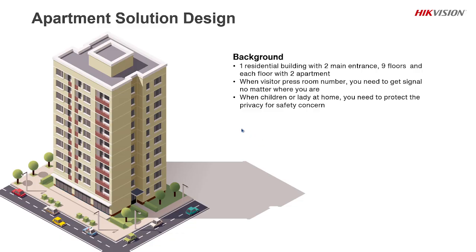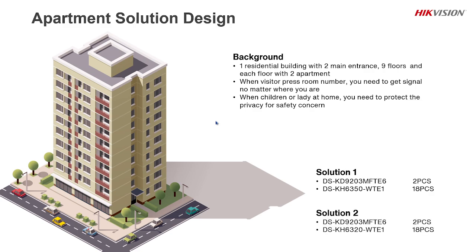Then for the apartment, think about the solution that you would provide for that. We have 2 outdoor stations maybe for the main entrance. We have then 18 indoor monitors for the indoor units. Then the indoor monitors can also have slave units. Let's say it's a 2-bedroom house.